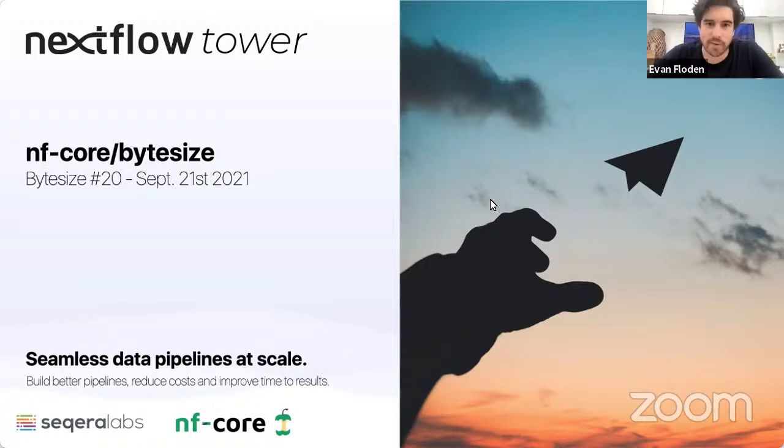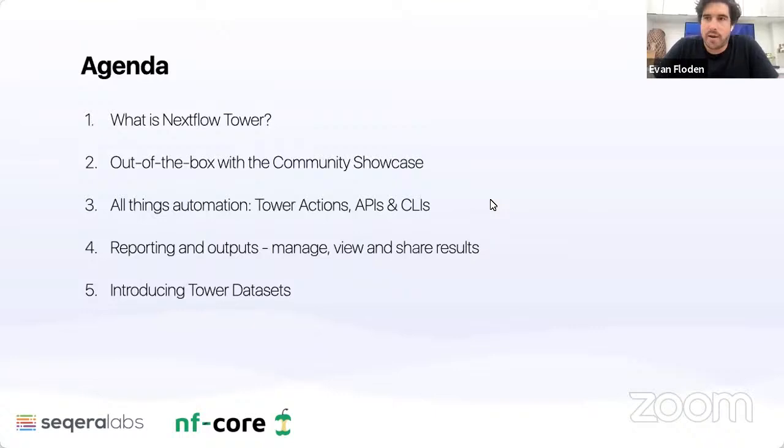Before I start too much into that, I'll provide a little bit about what Nextflow Tower itself is and what it is designed to do. And then we're going to look at some of the new things that we have coming out around community workspaces, around Tower Actions, so really automating a lot of your workflows, reporting and outputs, and then finally introducing the new Tower Datasets functionality.